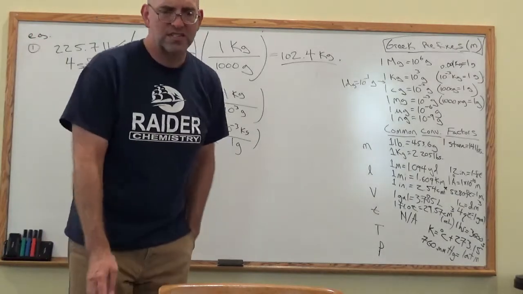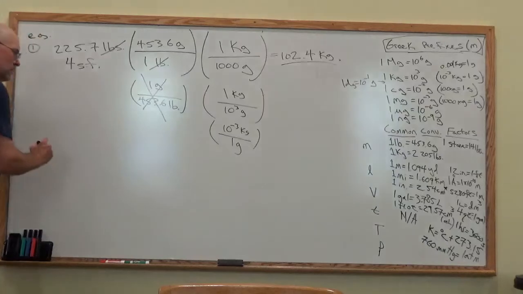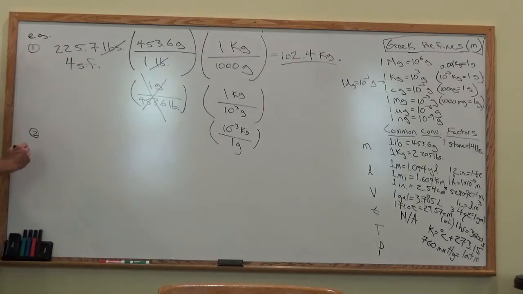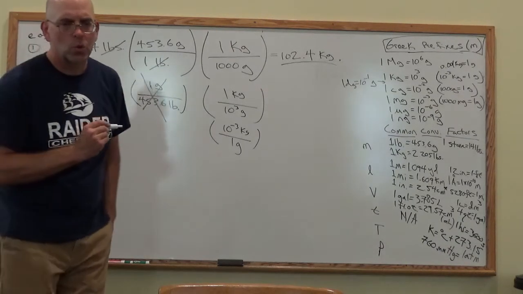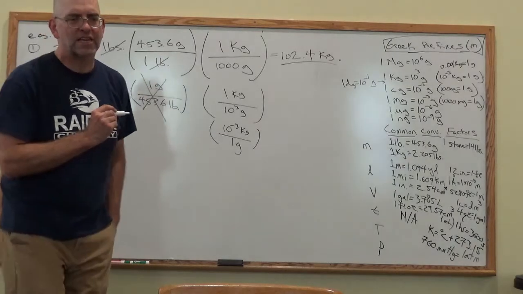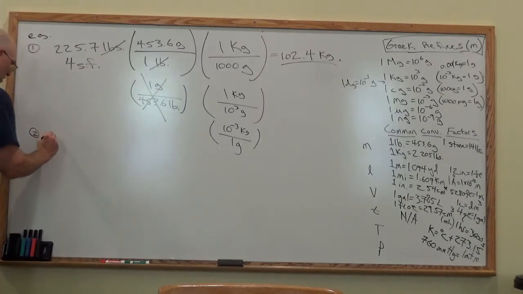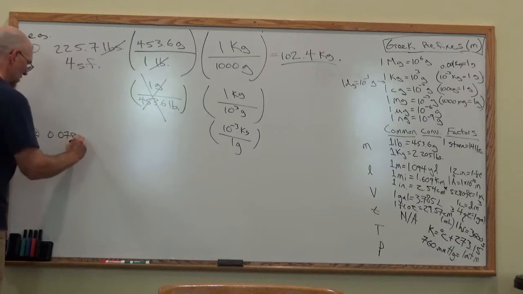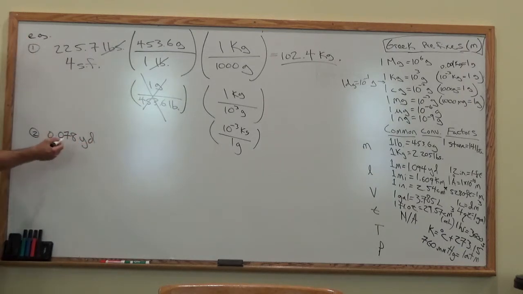So we're going yards into centimeters. 0.078 yards. Oh, by the way, so preview of coming attractions. The zeros, what I call leading zeros, are not significant. Cool. So I don't have to worry about those. So this has 2 significant figures. So we're going to write 2 significant figures in our answer.